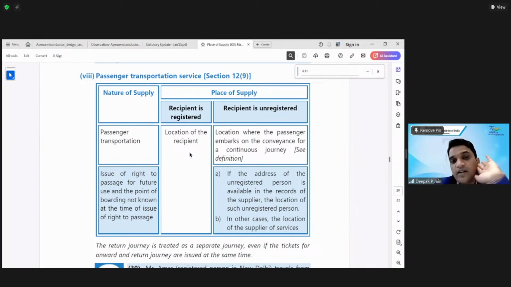But when it comes to an unregistered person, the place of supply, as said in the first part, is where the passenger embarks on the conveyance. Now, when you're giving a right to passage, a voucher, or a fixed ticket, the place of supply is not known. But then, if the address of the unregistered person is available, then the location of such person. In all other cases, the location of the supplier of services becomes the place of supply.